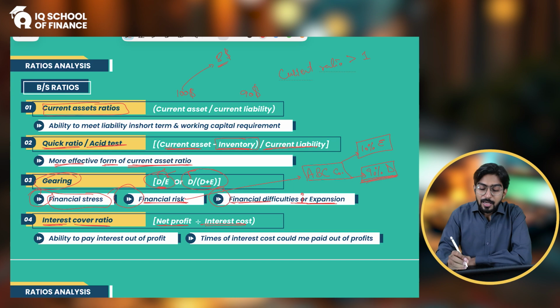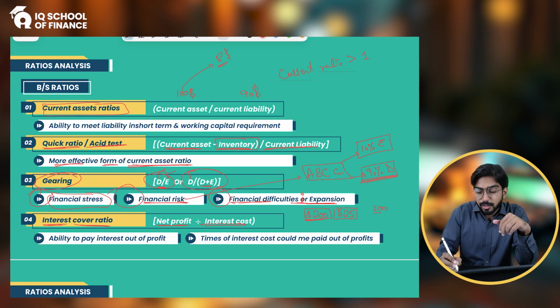Let me explain. For example, my net profit was $200, and my interest cost is $25. All right. So now, if I ask you how many times this net profit can cover this interest cost, you will divide 200 by 25, and you will say 8 times. My net profit has this much ability and capability that I can cover interest cost 8 times by my net profit.